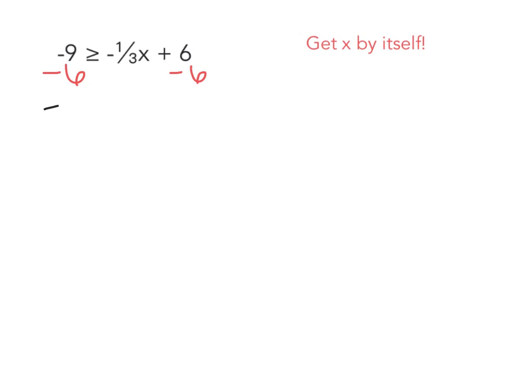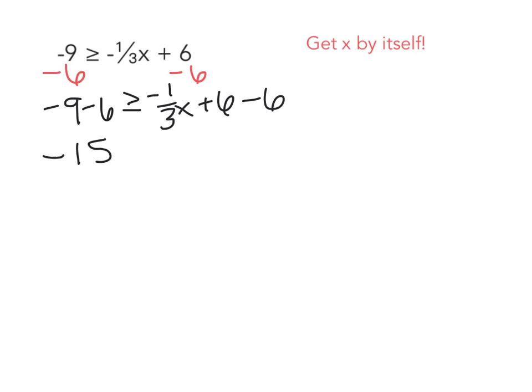So now we have negative 9 minus 6 is greater than or equal to negative 1/3 x plus 6 minus 6. Negative 9 minus 6 is negative 15. It's greater than or equal to negative 1/3 x, and plus 6 minus 6 is just 0. So this is what we have now.